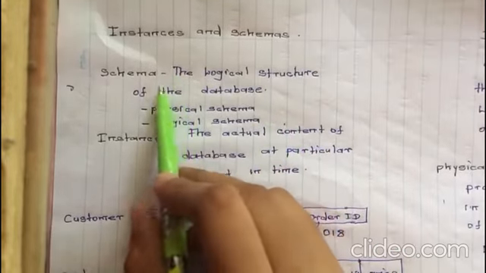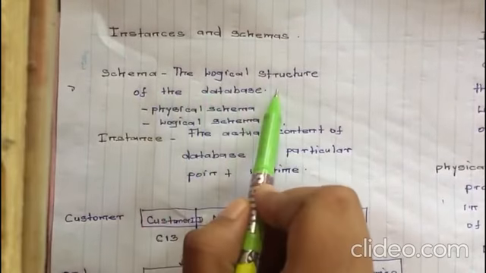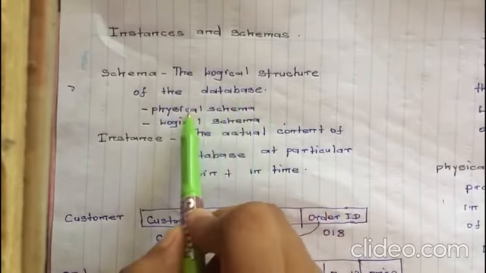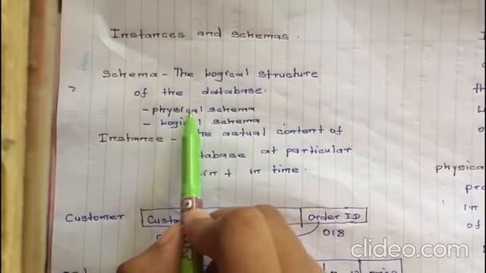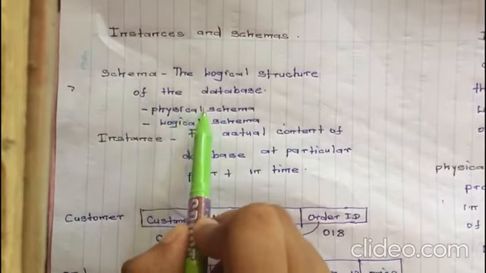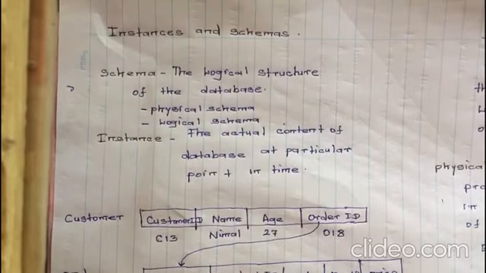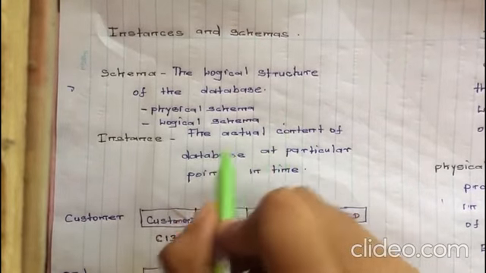Now, let's move on to instances and schemas. Schema: the logical structure of the database. There are two types of schema, the physical schema and the logical schema. Physical schema describes how the data is stored on the disk, like file organizations and indexing. Logical schema represents the relations, tables, and the relationships among the tables and relations. Instances: the actual content of data.